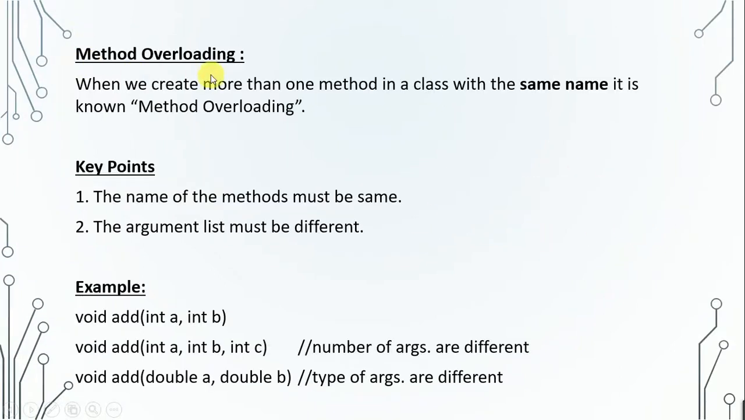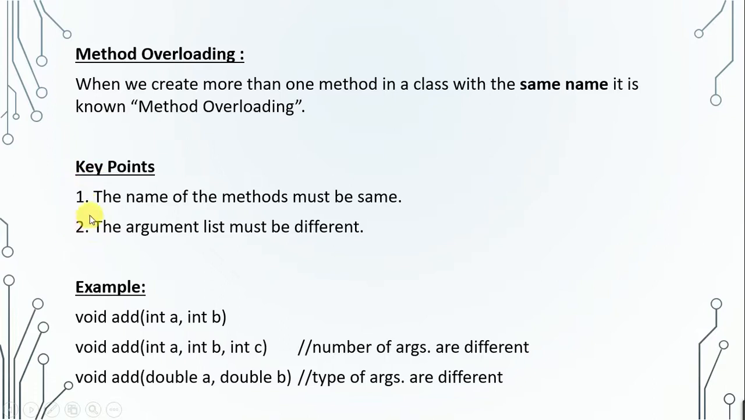So in today's video we will discuss method overloading. So let's begin. First of all, what is method overloading? When we create more than one method in a class with the same name, it is known as method overloading. Now there are two key points you have to remember. When you overload a method, make sure that your method satisfies these 2 points.